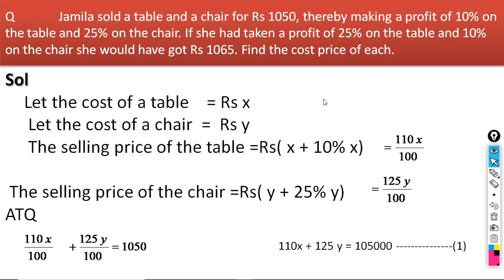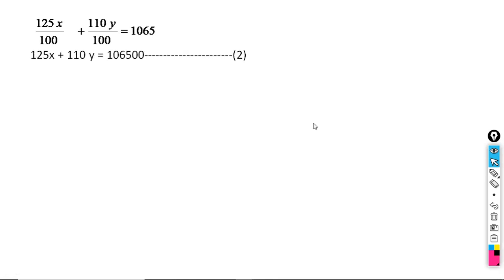Now the second case here, she has taken a profit of 25% on the table. So similarly I am writing the second equation: 25% on table, it becomes 125x, and 10% on chair, plus 110y, equals 1065 multiplied by 100. So I am writing this situation directly. So 125x + 110y = 106500.